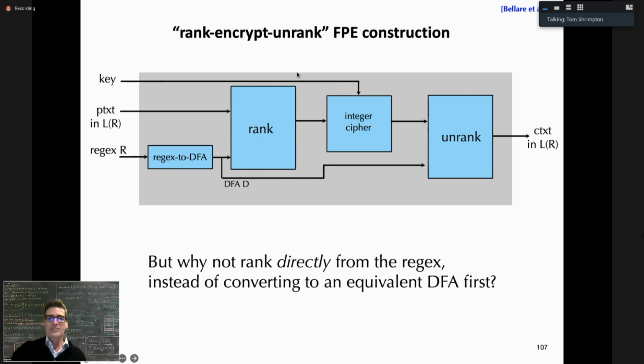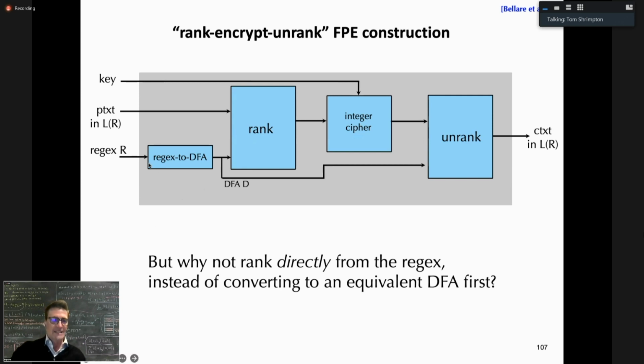The actual processing inside, though, as I was saying, is that the regular expression, you have to convert it to a DFA, because that's what ranking requires, a DFA for the expression. We'll see why that's the case. That DFA then is passed into both rank and unrank. You take the plaintext, you rank it. So you take your string from the regular expression, you turn it into a number, that's its rank. You run integer Feistel over that number to get another number. And then you unrank that number to get back into the language. This is the rank, encrypt, unrank FPE construction.